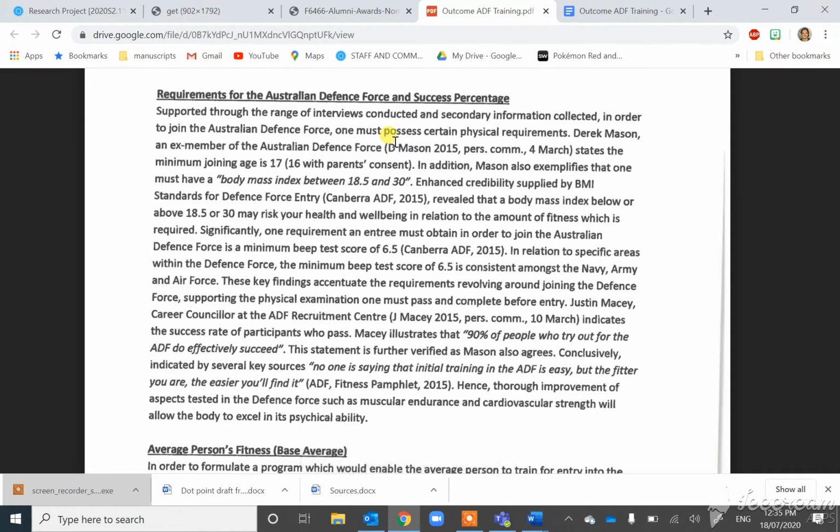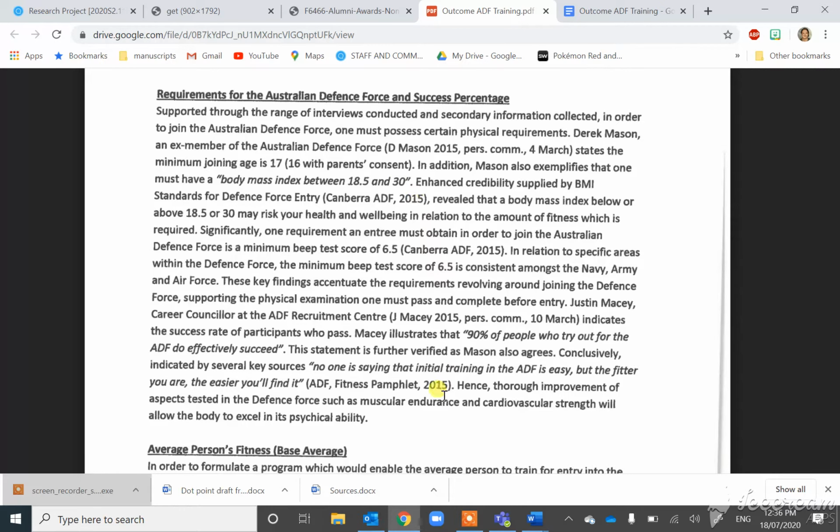So they were someone who was in the Defence Force. This is really important for credibility. And then we have what they say. Now, sometimes it's paraphrased and it's just written. Sometimes it's quoted. You want to do a mix of both. That's really important.